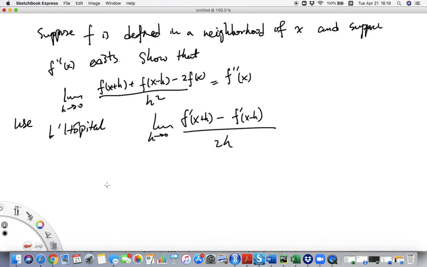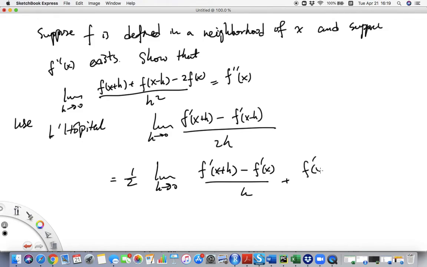Okay, so this is equal to what? Here's a 2, we can take it out. So that's 1 over 2, right? And then we're going to do this usual trick because we want to get the second derivative. So we subtract this f prime of x and add it back. That's the limit of a sum, so it's equal to the limit of this plus the limit of that.